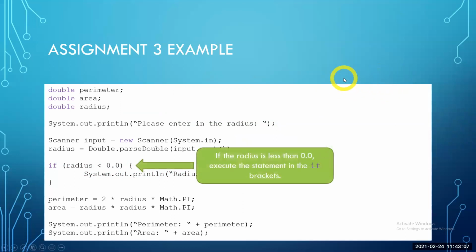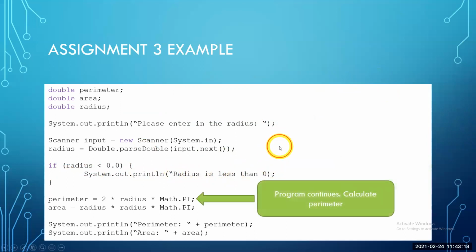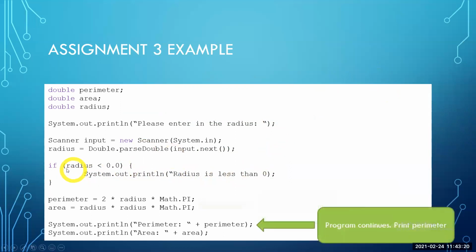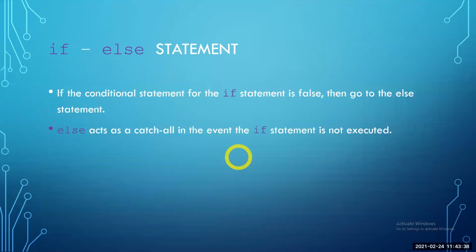Then we check if radius is less than 0. If so, if that's true, we print this out, radius is less than 0, right? That's an error. However, the program continues. It does the if statement and it keeps going, right? So think about that. We don't necessarily want that to happen. If they enter in something less than 0, that should end the program right there. It should not keep going, all right? And we can check for that.